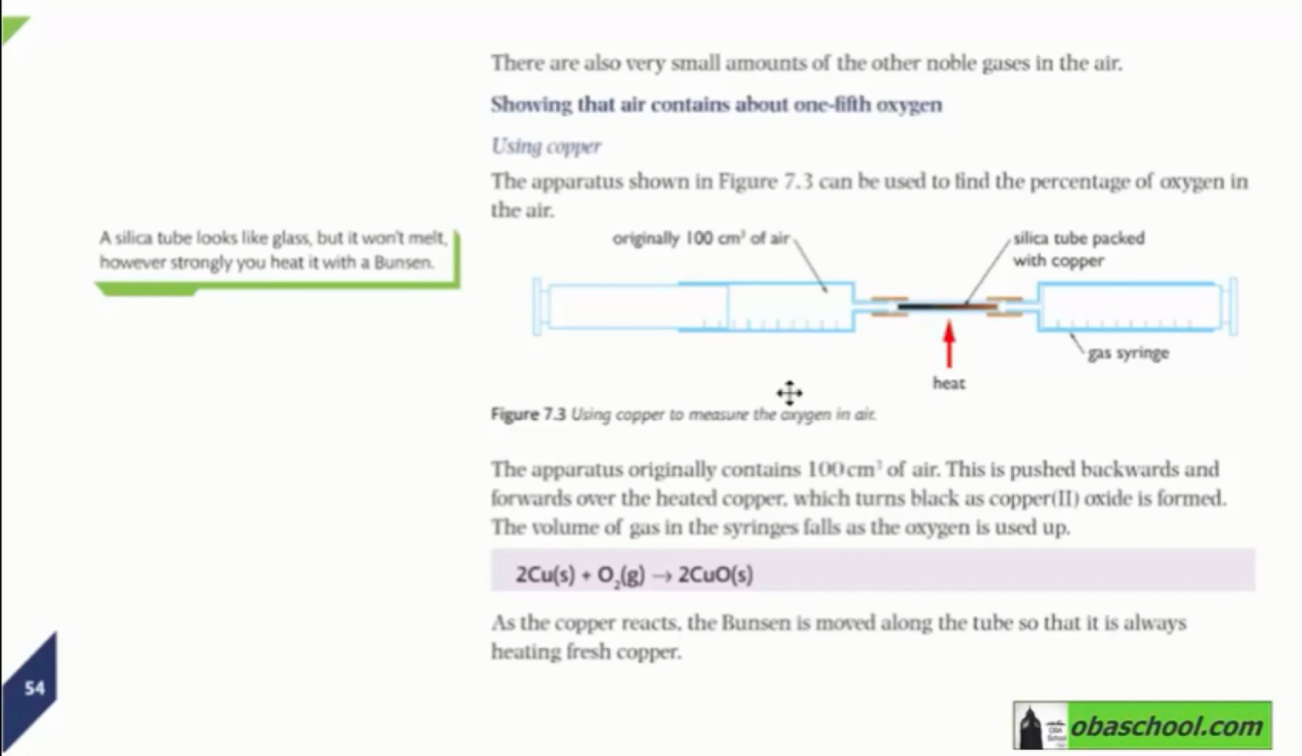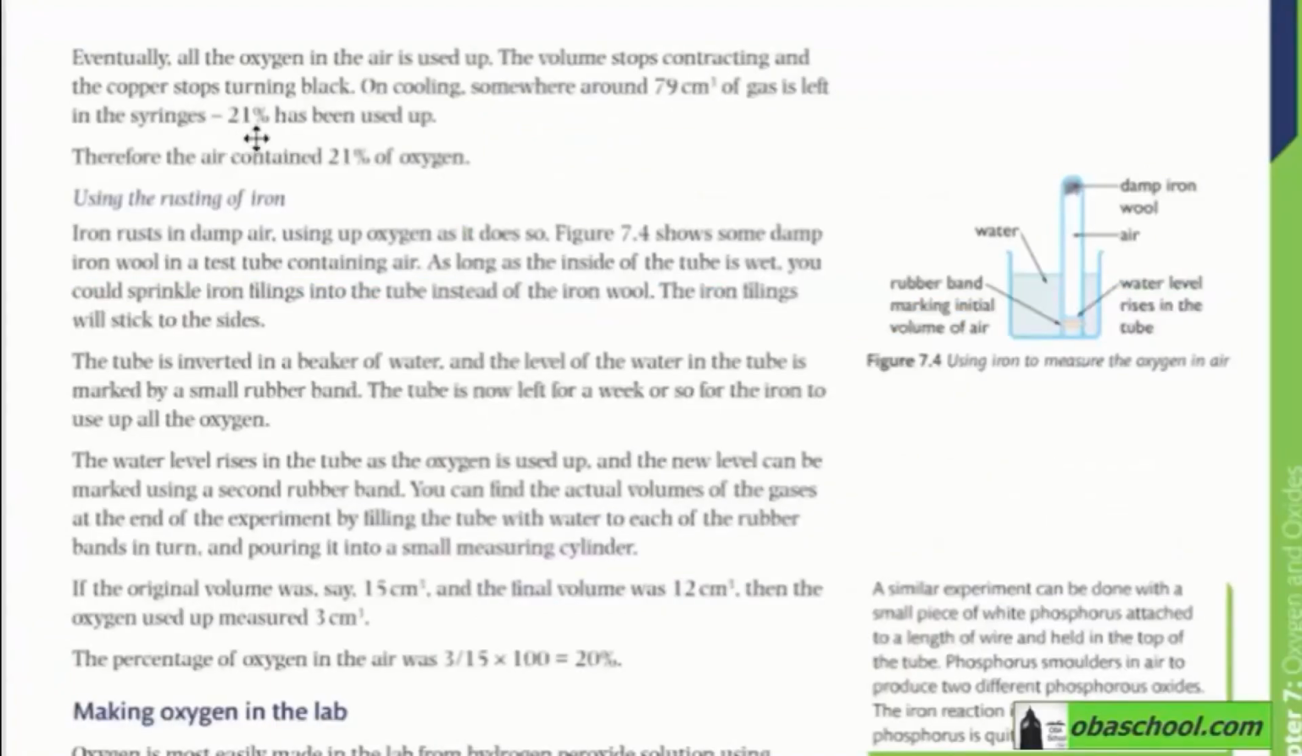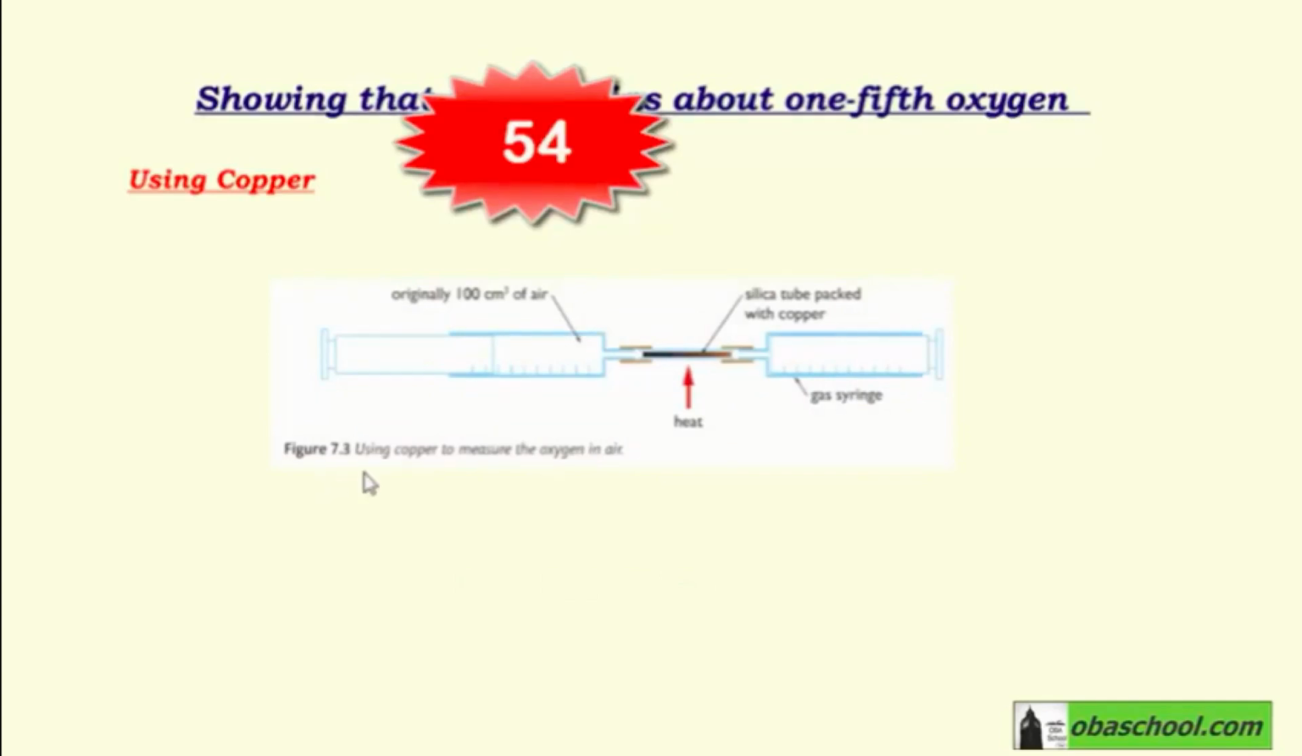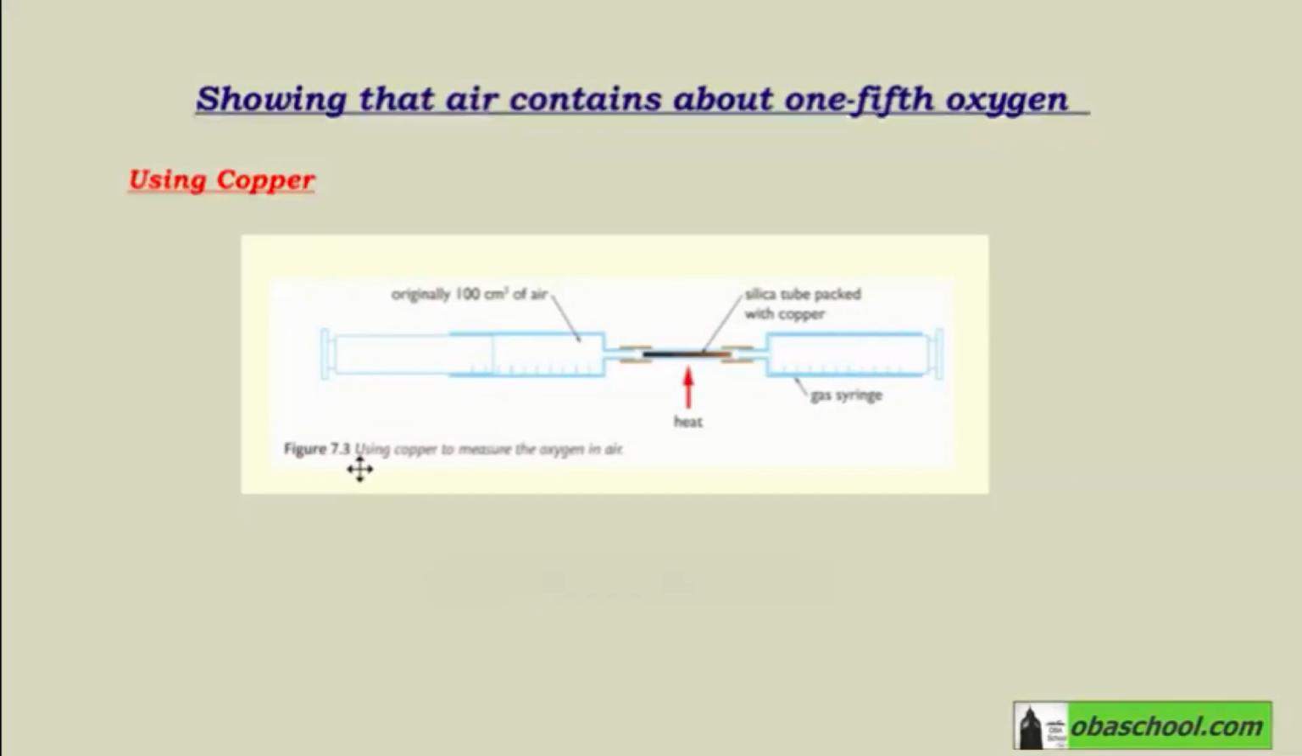In this video, we'll see this experiment and we will see if oxygen found in the air is 21% or 1/5. So let's start together. Showing that air contains about 1/5 oxygen or 21% oxygen. So the first experiment is done by using copper. On page 54, we have figure 7.3, using copper to measure the oxygen in air.